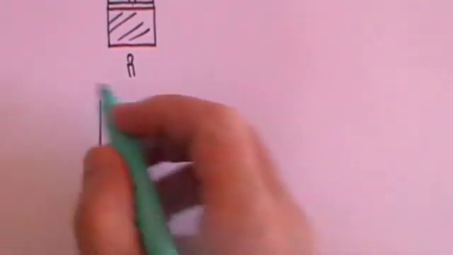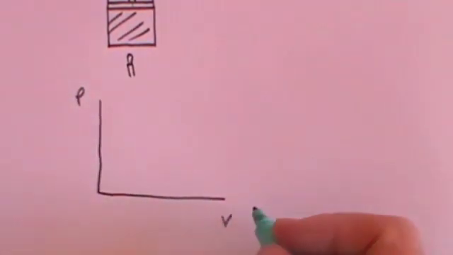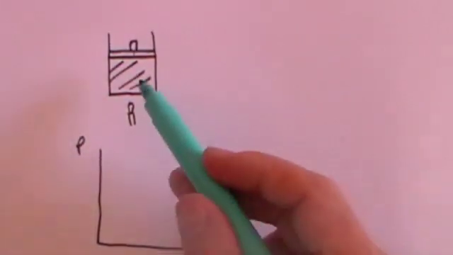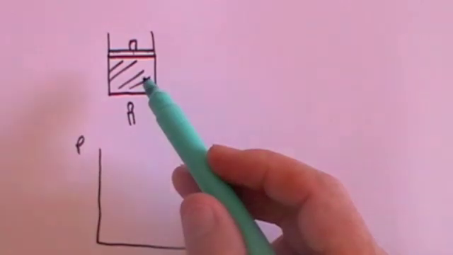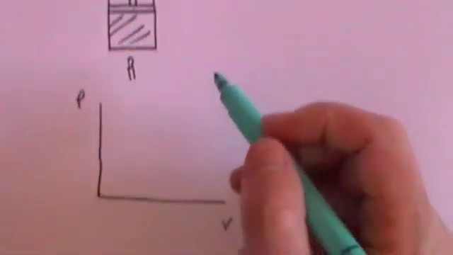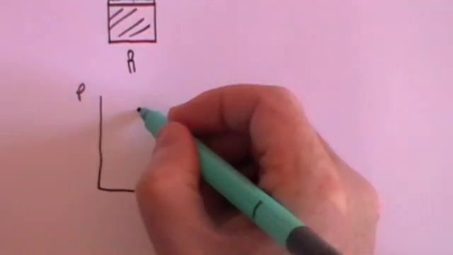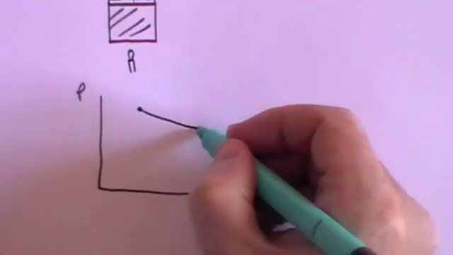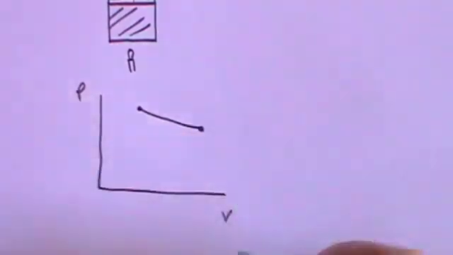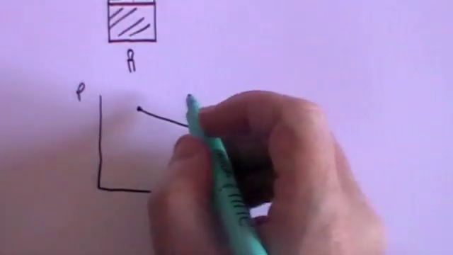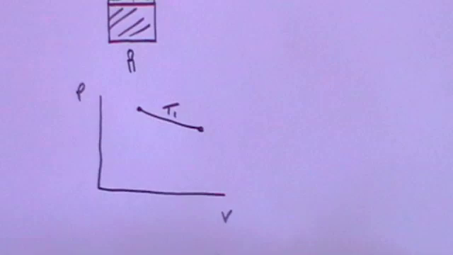It's a PV graph. This is pressure, this is volume. And what we're going to do is to simply take this gas and either expand the gas or contract the gas isothermally or adiabatically. So let's start off with a pressure and a volume here. And what we're going to do is move the gas isothermally to a new pressure and a new volume. And because it's isothermal, of course, it must stay at a constant temperature.